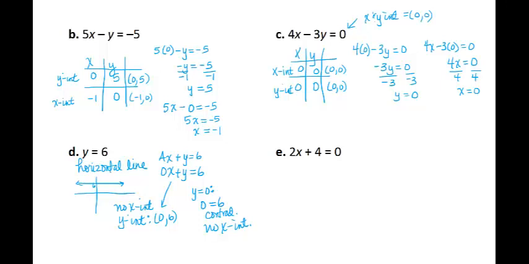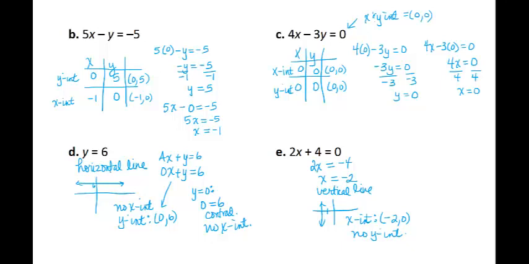Next is 2x plus 4 equals 0. That's a case with only the x variable. If we isolate the x variable, we get 2x equals negative 4. Dividing by 2 gives us x equals negative 2. This is a vertical line through negative 2 on the x-axis. So we can see here that there is an x-intercept. It is (negative 2, 0). But it never crosses the y-axis, so there's no y-intercept.